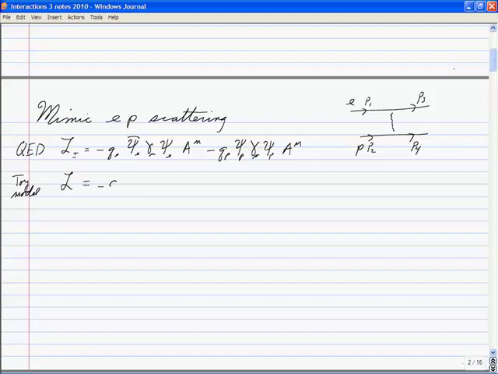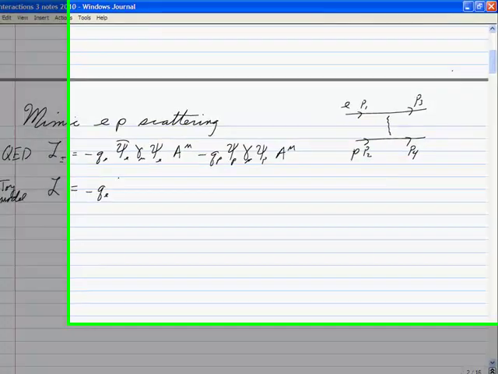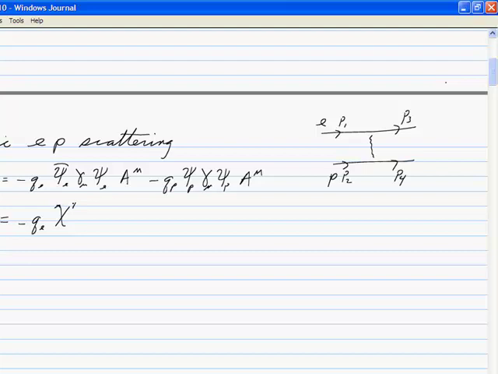So it's going to be basically the same thing. We're going to take minus the charge on the electron, a spinless charged particle I'll call chi. So chi is a spinless particle but pretend the mass and charge of an electron, and I'll interact it with a scalar.